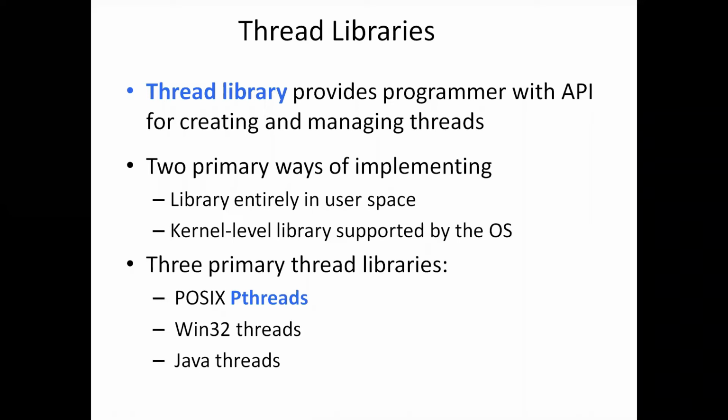We'll start with thread libraries. A thread library provides the programmer an API for creating and managing threads. There are two primary ways of implementing a thread library. The first one is a library entirely in the user space. The alternative way is a kernel-level library supported by the operating system.